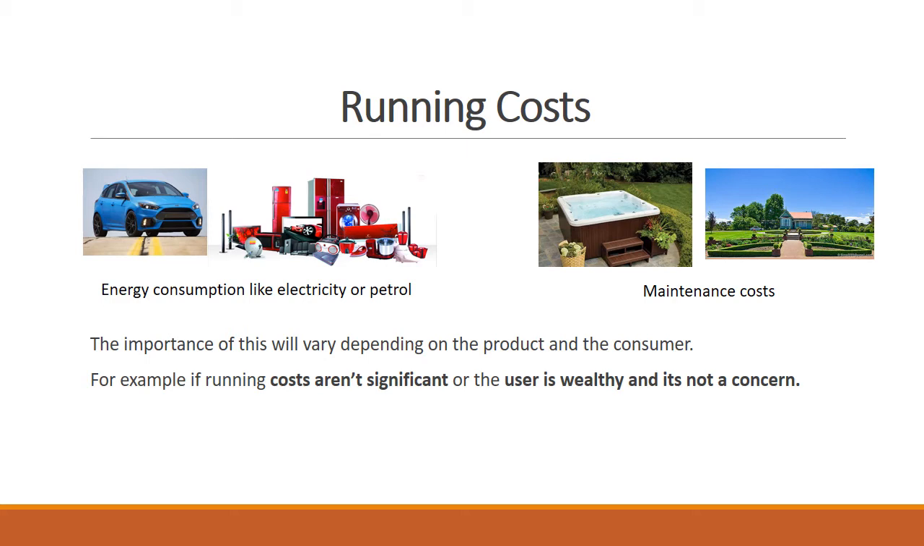A lot of products don't just require you to buy the product, they also require you to spend money in using the product. On this slide we've got examples of different products that all have associated running costs. We have a car that requires petrol to run it. We have a picture of common electrical devices in the home, and they will require electricity. We have a jacuzzi and a large garden, which will require money to be spent on maintaining these products.